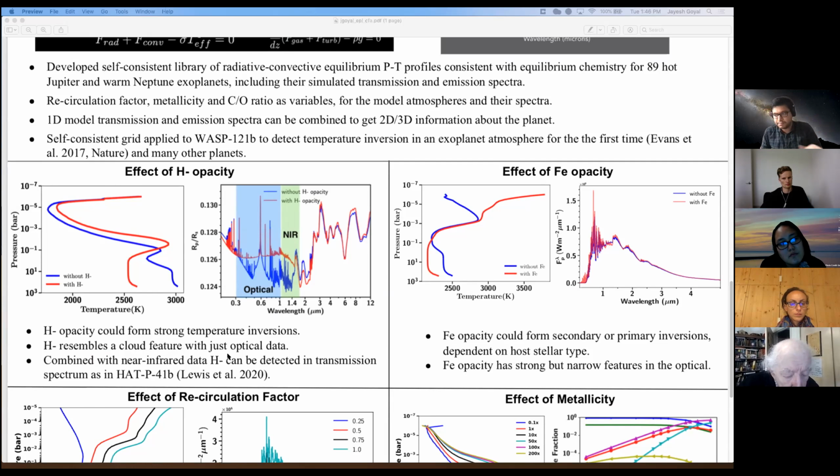The paper was published by the group here at Cornell, where we detected H minus in a transmission spectrum of an exoplanet, HAT-P-41b, where we see this structure for H minus. So this is the starting step. Maybe this is more common in many other planets. So this was one of the important results we found by developing this grid.